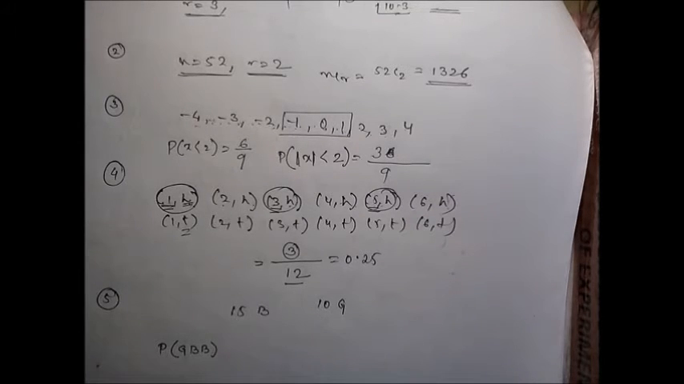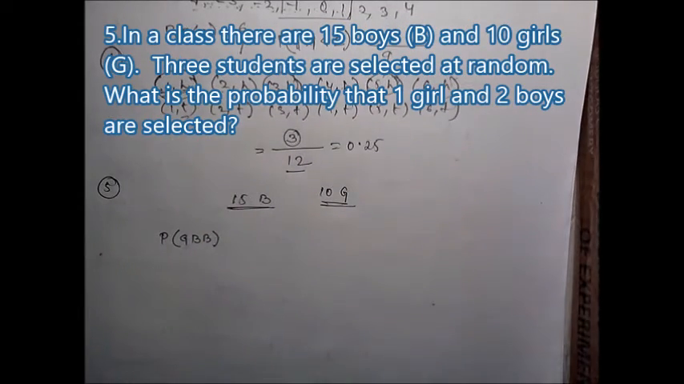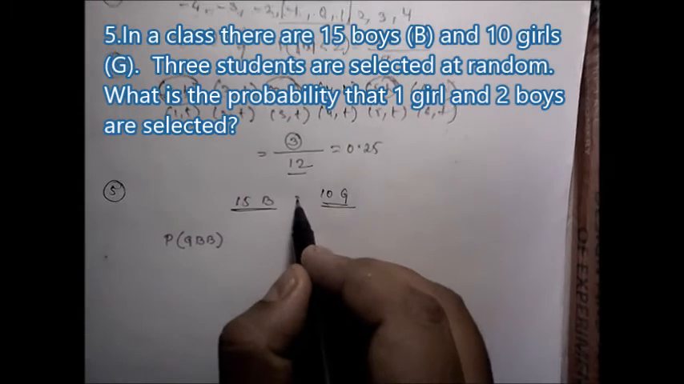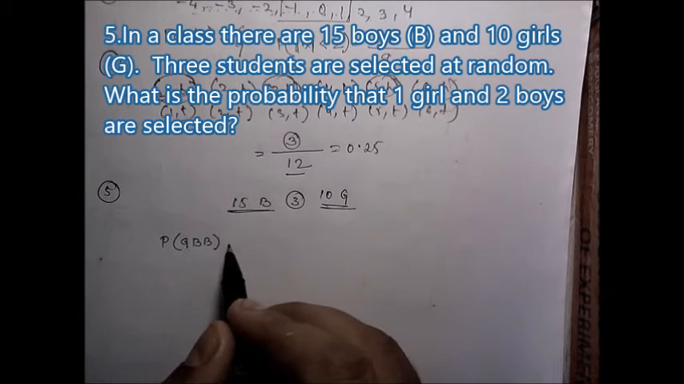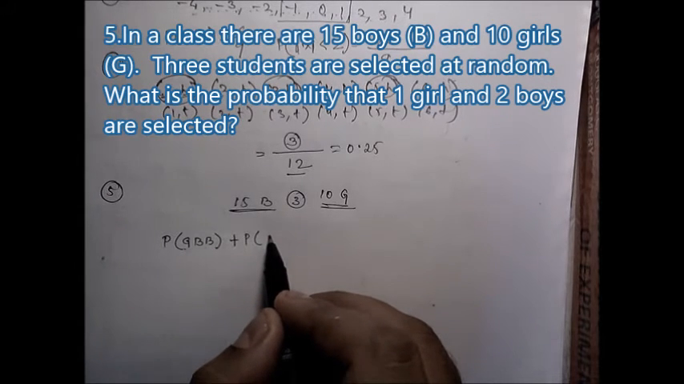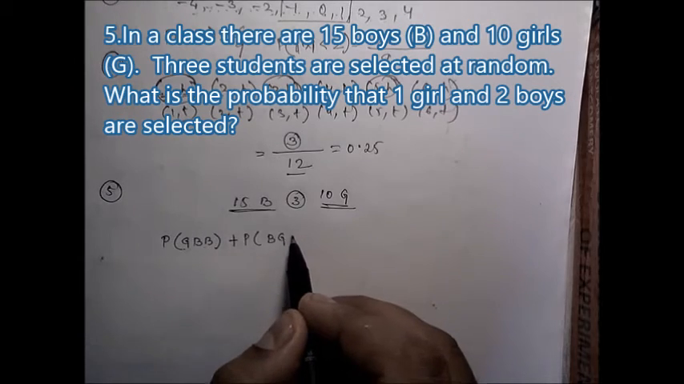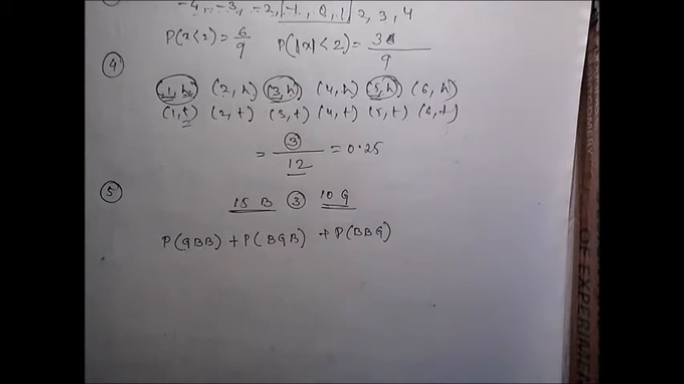Clear? Next. In a class there are 15 boys and 10 girls. 3 students are selected at random. What is the probability that 1 girl and 2 boys are selected? Clear? So the combinations may be 1 girl and 2 boys, 1 boy, 1 girl, 1 boy, and 2 boys and a girl.